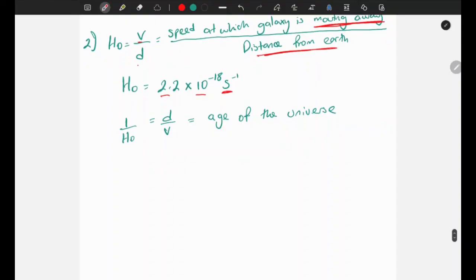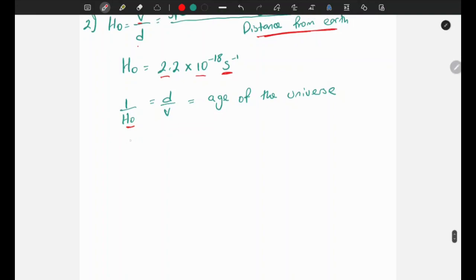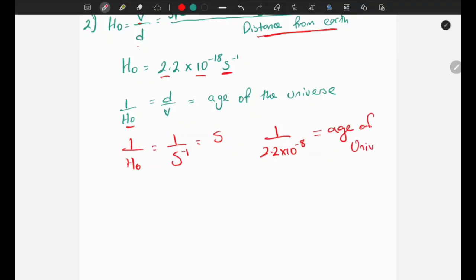What's interesting is we can use Hubble's constant to find the age of the universe. The age is 1 over H0, and since the unit is second to the power of -1, that would just give us seconds. So 1 over 2.2 times 10 to the power of -18 would give us the age of the universe in seconds. This interesting formula can give us the age of the universe.